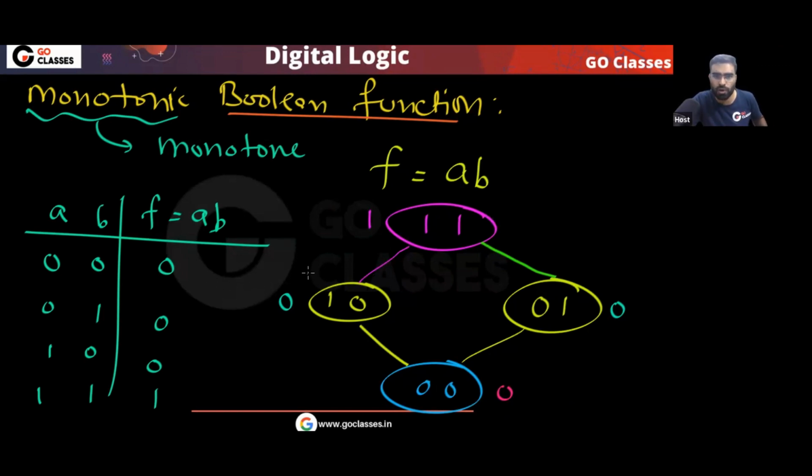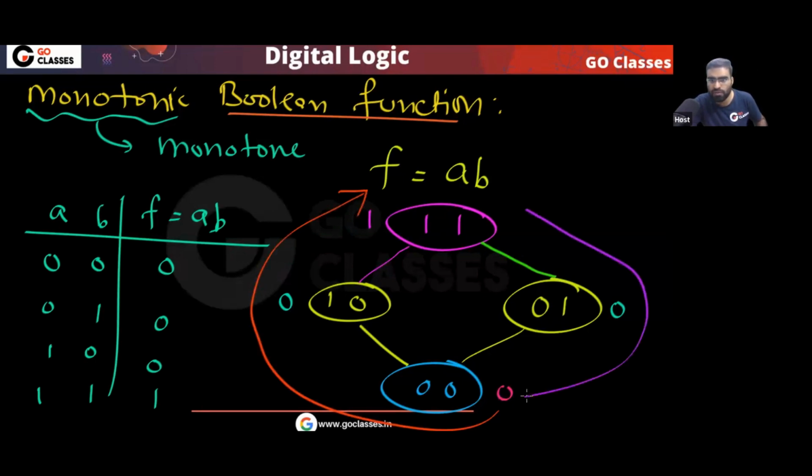So this function is what? This function is monotonic. Yes or no? This function is monotonic because you can notice the function value is not decreasing. On this path, the function value is not decreasing. Similarly, on this path also the function value is not decreasing. So the function value is not decreasing on both paths, and you can say this function is monotonic.